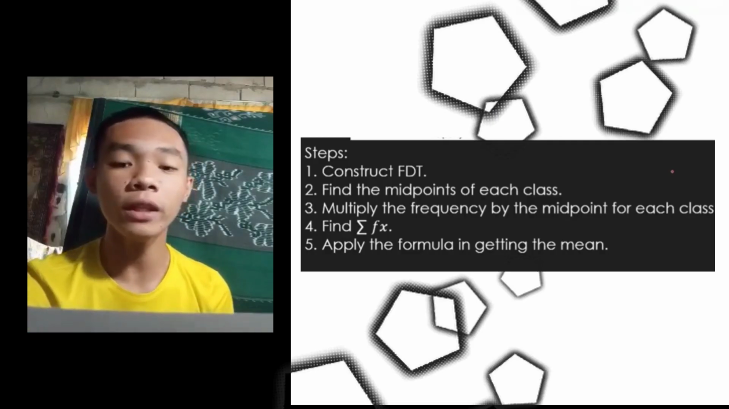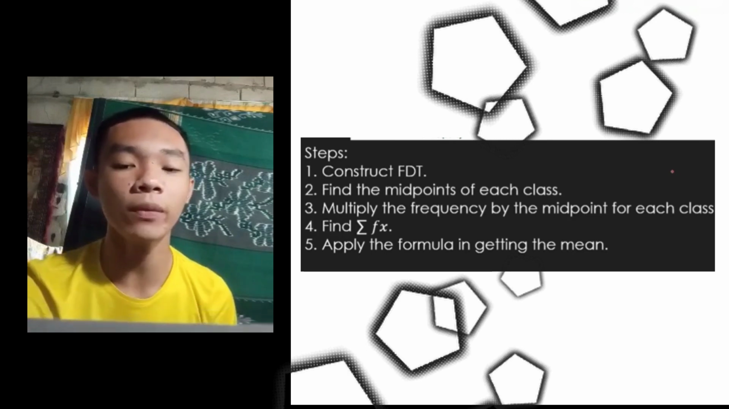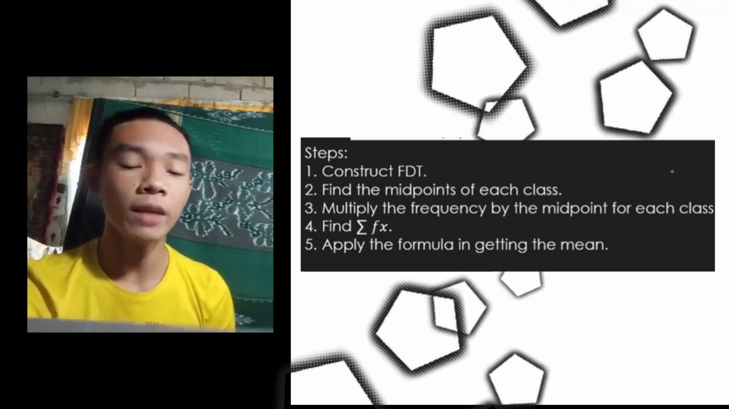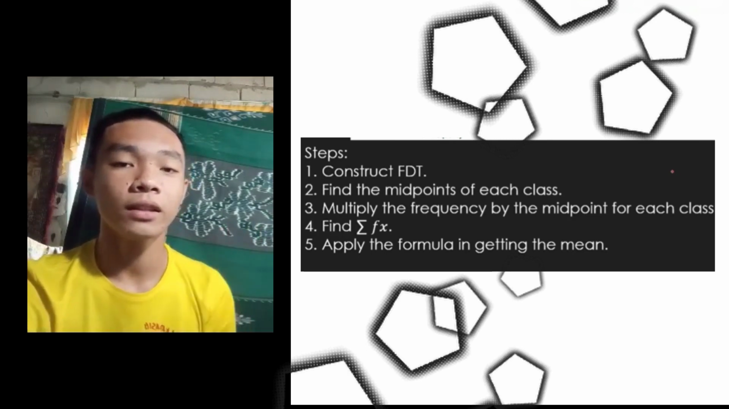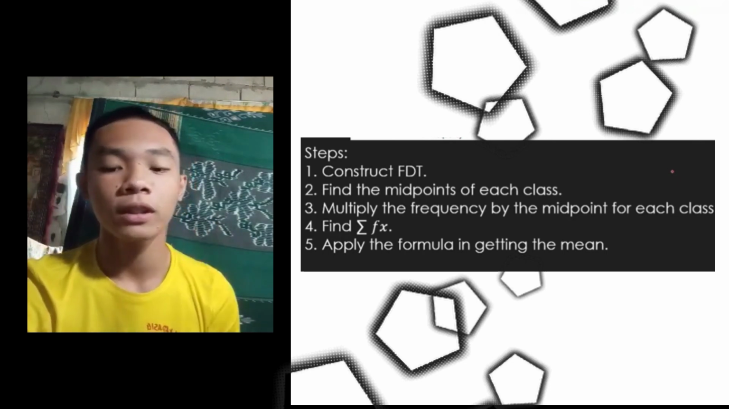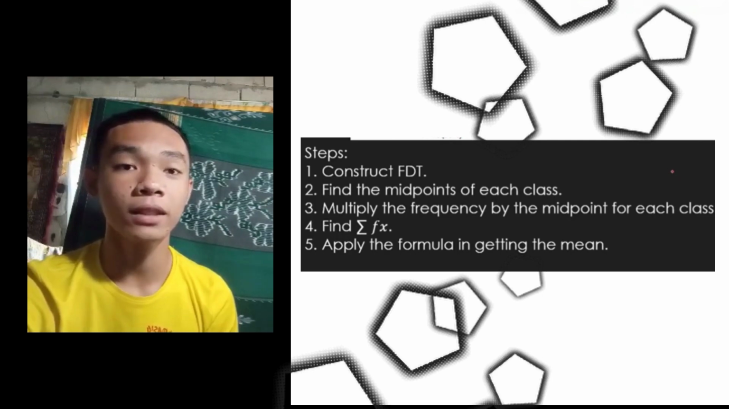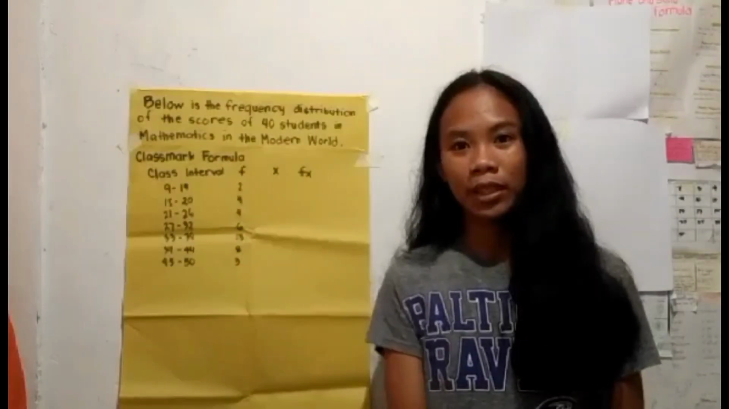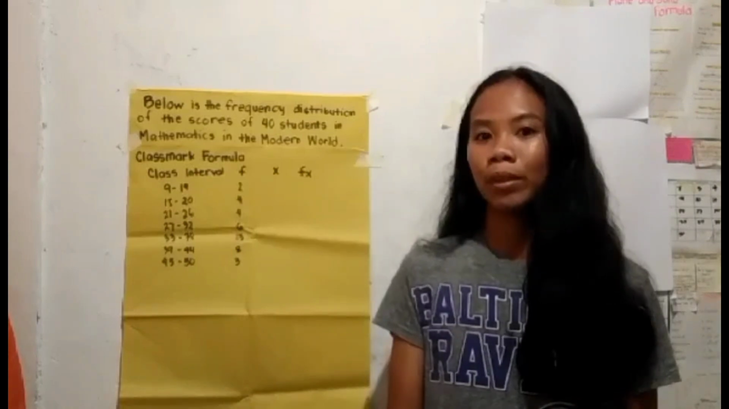These are the five steps to compute the class mark formula. First, construct the FDT or the frequency distribution table. Second, find the midpoint of each class. Third, multiply the frequency by the midpoint of each class. Fourth, find the summation of fx. And lastly, apply the formula in getting the mean. And now, let's proceed to the example.